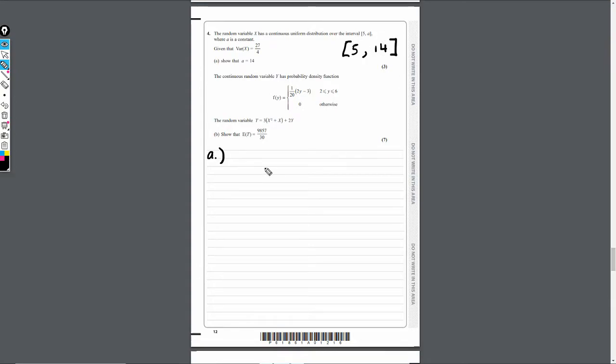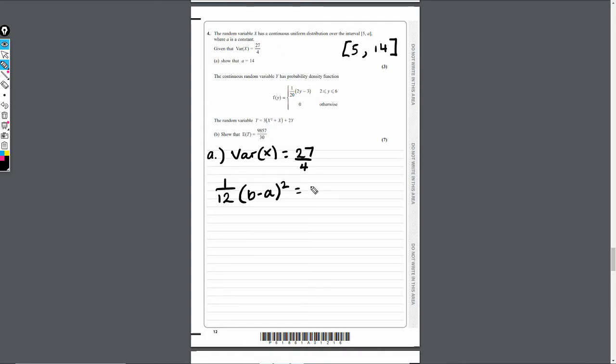Well, the only bit of information that they give us that would help us in this question is the fact that the variance of x is equal to 27 over 4. So can we use this fact to get an answer for a? Well, the formula for the variance of a continuous uniform distribution is given in the formula book, so you don't have to worry about memorising this. The formula is 1 over 12 times (b minus a) all squared.